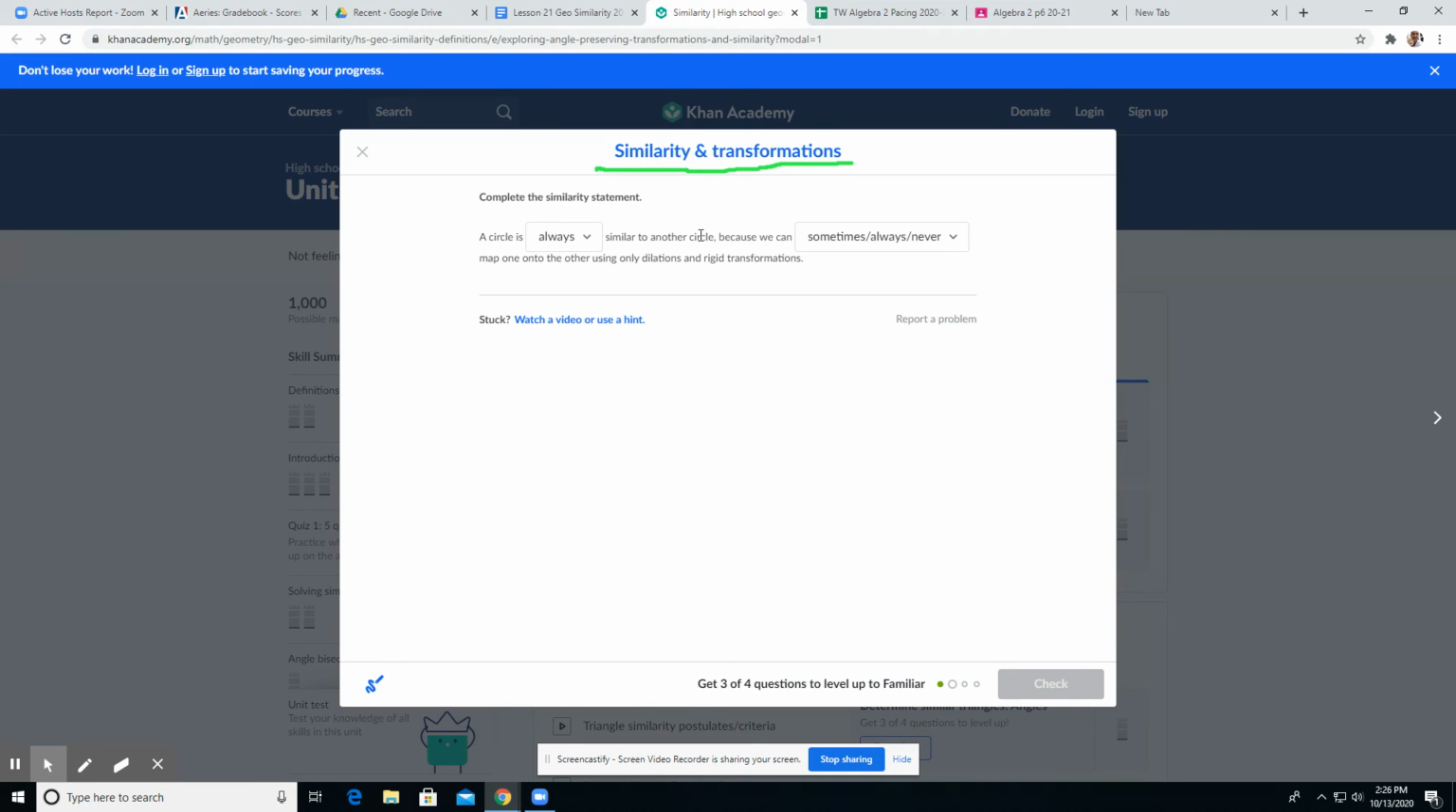A circle is always similar to another circle because we can always map one onto another using only dilations and rigid transformations. Everything makes sense. That's kind of the definition of similarity. Got it. So just do each one of these, experiment, and make sure you go through their explanations also, doing your best.